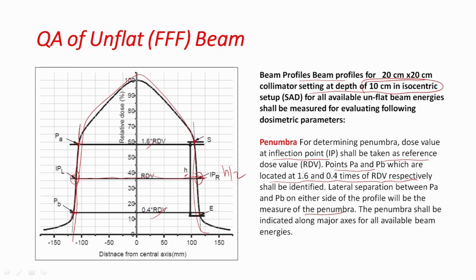Now you will draw a perpendicular at PA and a perpendicular at PB, and this distance will become your penumbra. This distance will become the penumbra of this side. Similarly for the other side, you need to draw a perpendicular line at PA and PB, and this will become your penumbra. So for an unflat beam, this is the quality assurance for penumbra measurement.